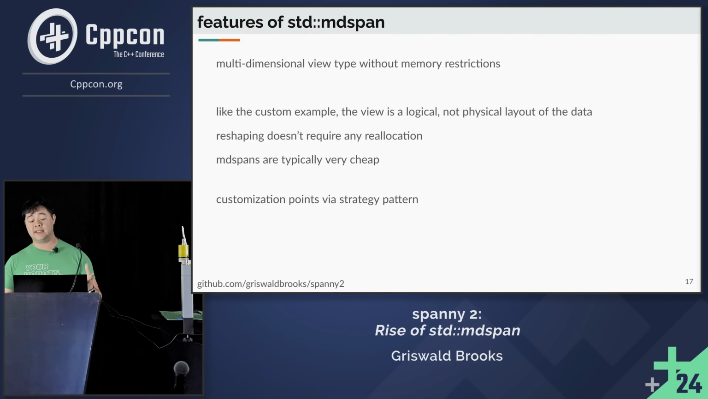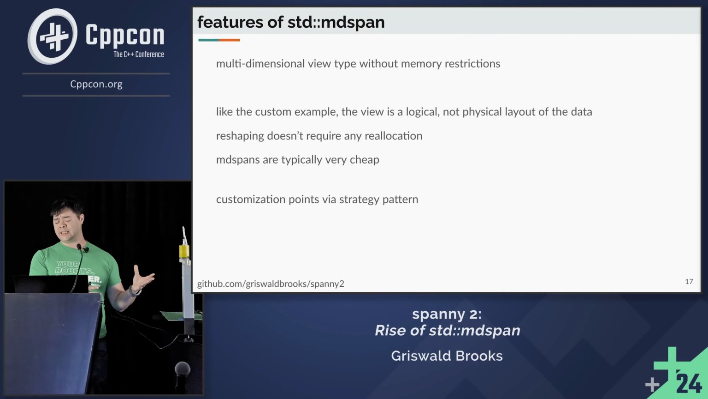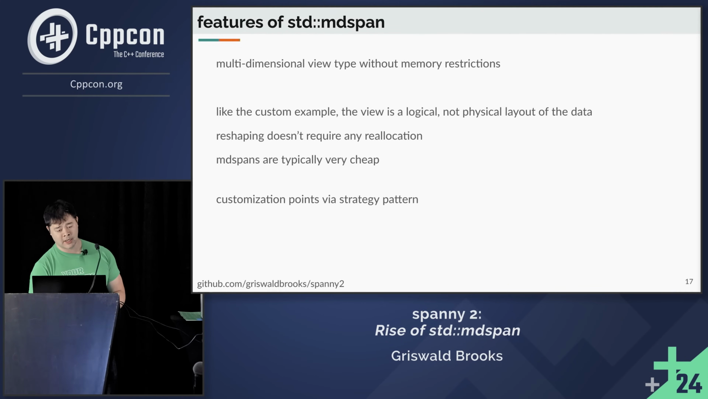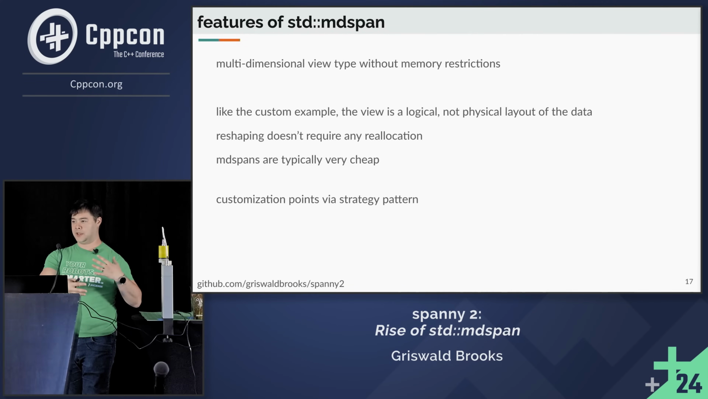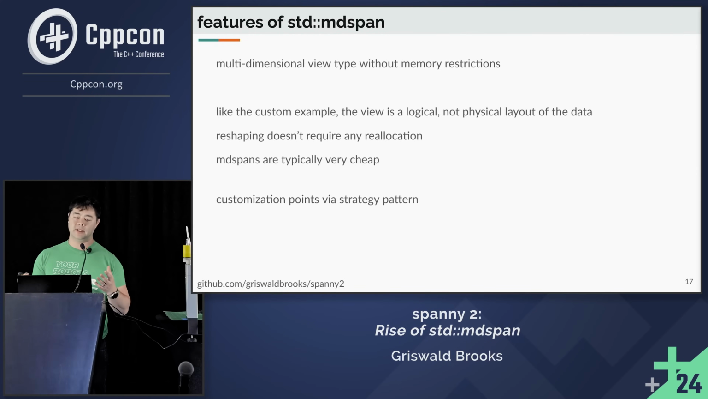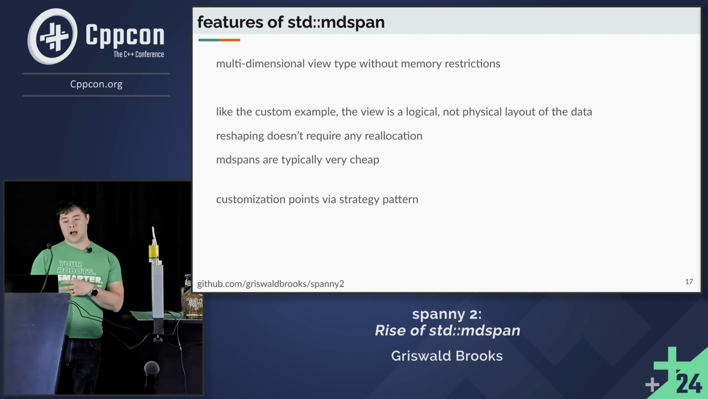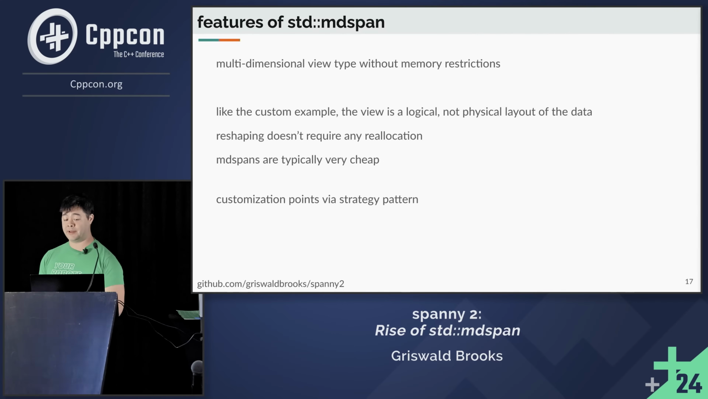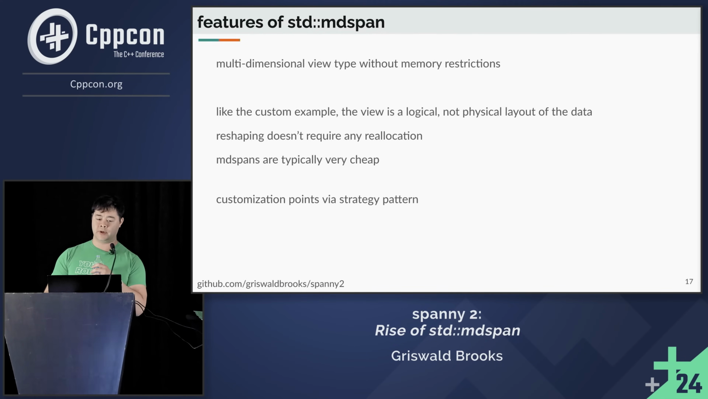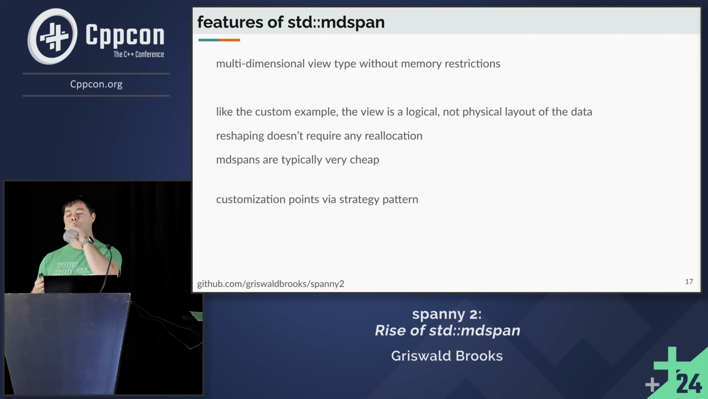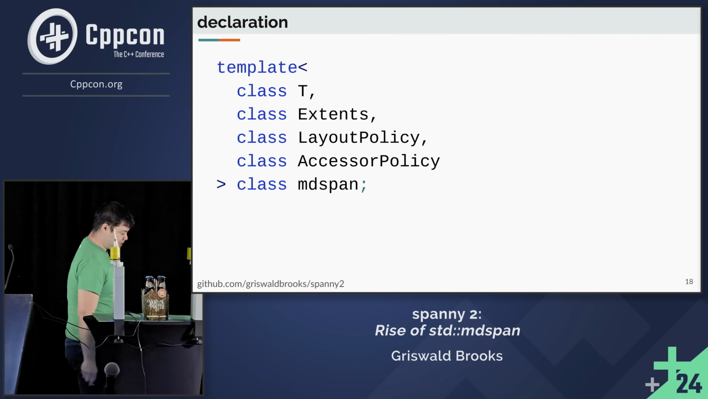So mdspan is that multidimensional view type that does not have restrictions on memory. Like the previous example of our hand-rolled code, it is a logical, not physical, layout of the data, which is what I showed in the beginning with the int of ints or vector of vectors, right? So this means that reshaping doesn't take any allocation. If you want to instantiate or copy mdspans, they're typically very cheap. And they have a couple of customization points via strategy. So here's where those customization points come in.